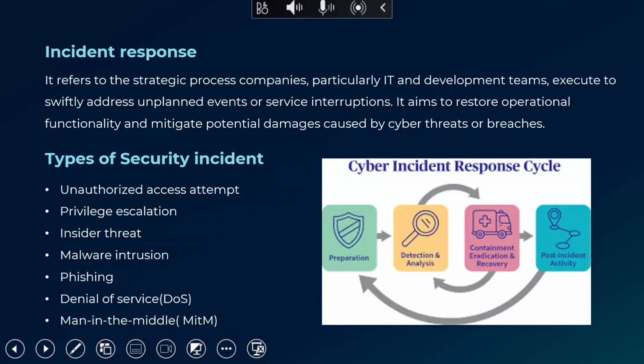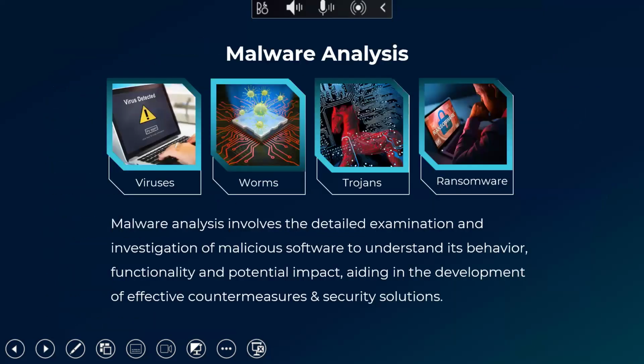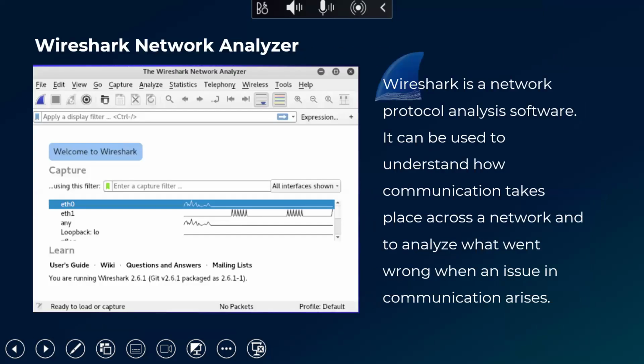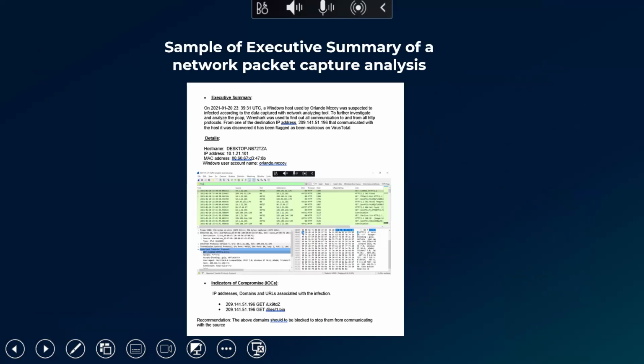We move to incident response. How do we respond to incidents as a cybersecurity analyst? Classification of incidents, malware analysis. We use Wireshark to analyze our packets.